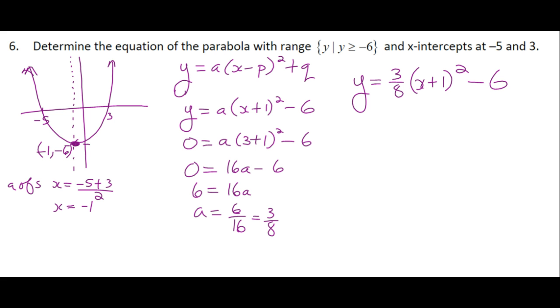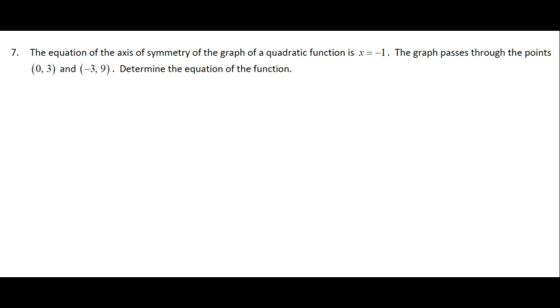All right, we're good. Copied down. The equation of the axis of symmetry of the graph of a quadratic function is x equals -1, and the graph passes through the points (0, 3) and (-3, 9). Determine the equation of the function.